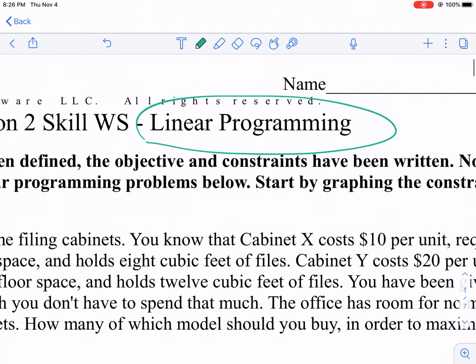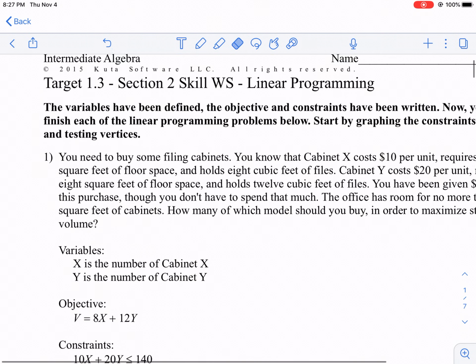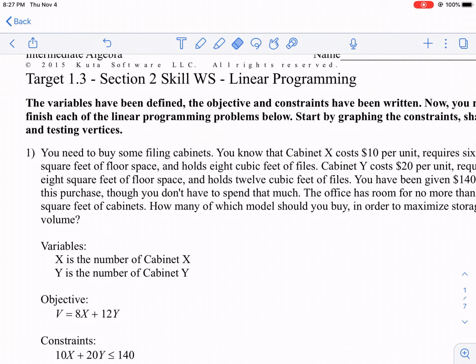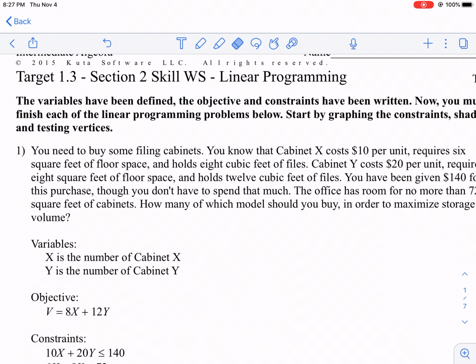Today we're doing a Kuta worksheet tutorial on linear programming. This is an extension of systems of inequalities. You'll see this in Algebra 2 advanced topics classes, and it's actually pretty relevant. It's kind of a cool topic, but it's pretty involved, so I'm going to try to break this down into the simplest way possible.